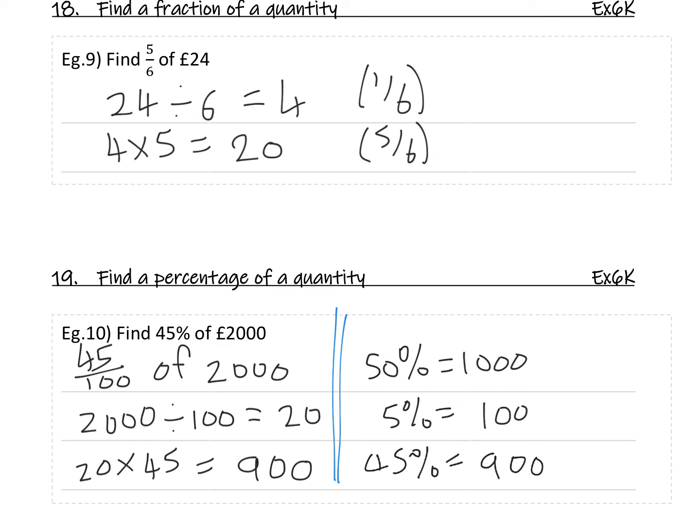Okay? You may have done 10% is 200, so 40% would be 4 times that, 800, and then 5% is 100, and add the 100 onto the 800 to get 900. Lots of ways. As long as you know one method, you'll be okay.